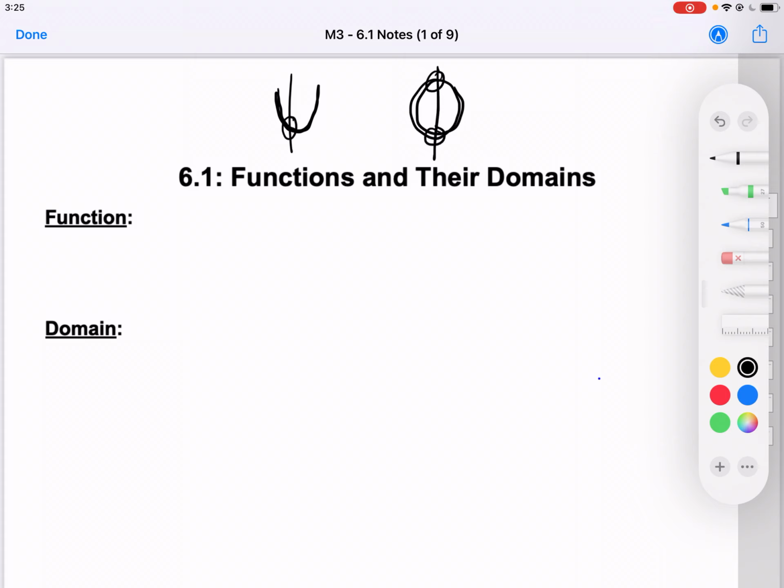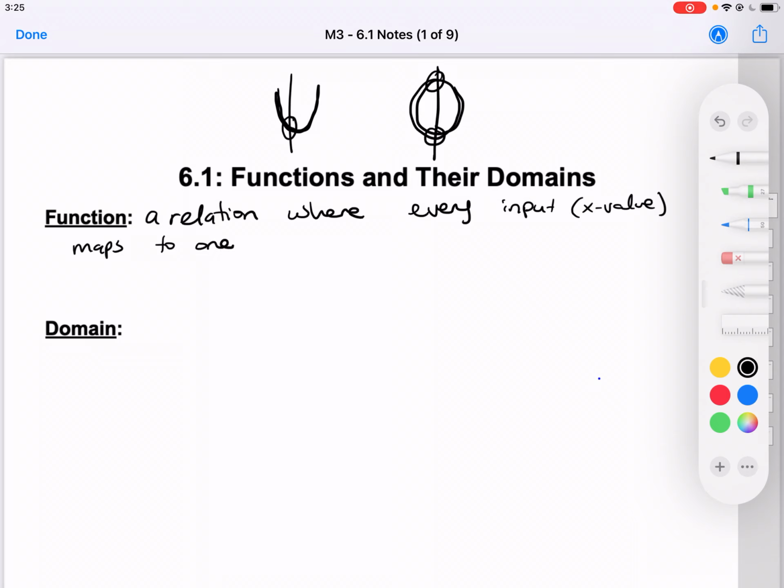The reason that happens is because a function is defined as a relation where every input, and when we say input, we're talking about the x value, maps to one and only one output, which typically we talk about as the y value. Okay, so a circle is not a function because when I draw that vertical line test and that vertical line represents one input, we get two outputs, or two y values, on that line.